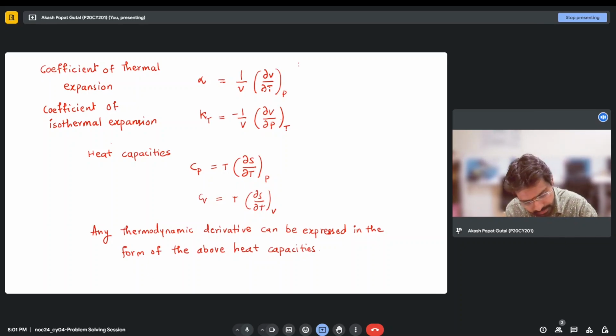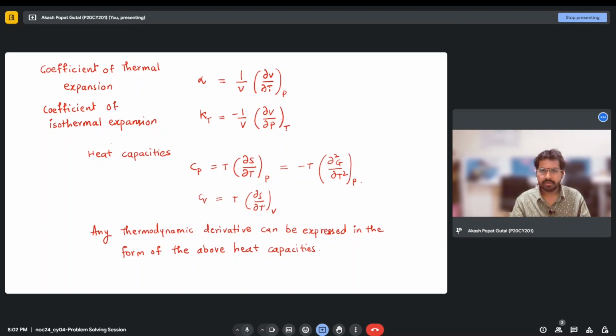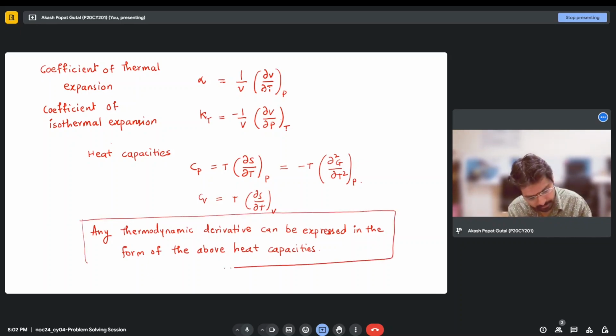And another important relation that we have seen is, we can write here directly, Cp is equal to minus T del 2G by del T square at constant pressure. This is an important relation we need to remember. So this completes the revision.